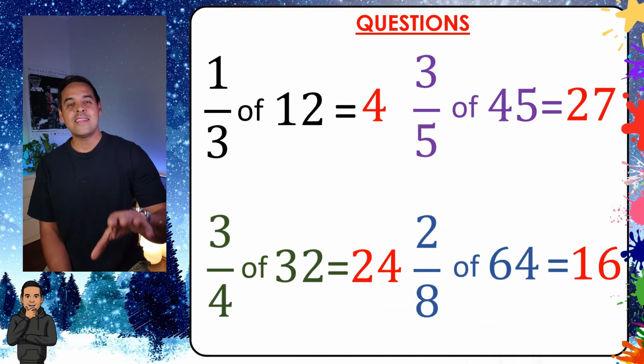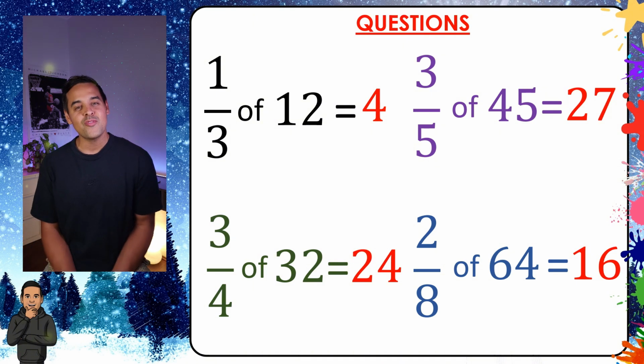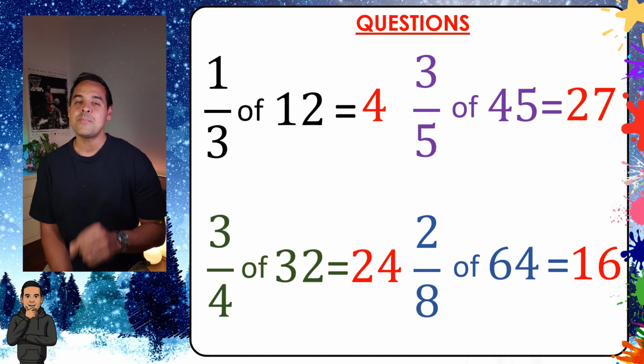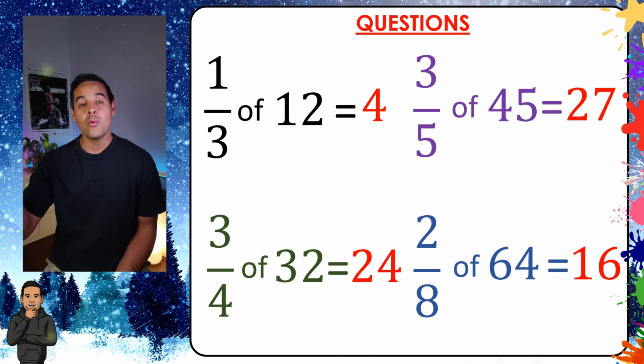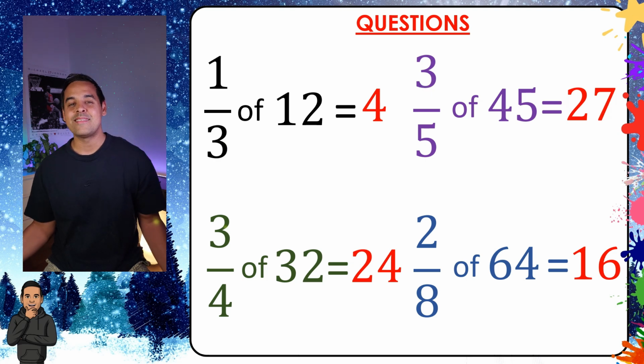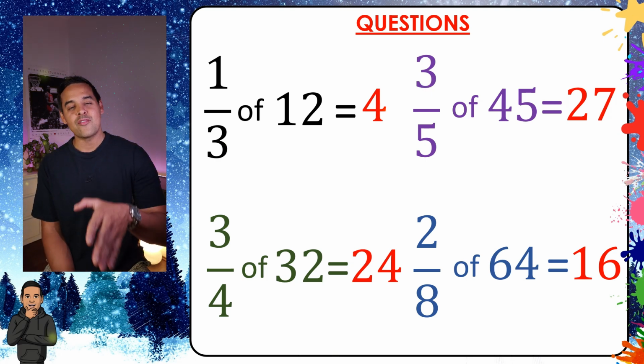So, here are the answers to your questions. Now, I know that if you followed those simple steps by dividing your whole number by the denominator and multiplying that number by the numerator, it is as simple as that, and you would have achieved 4 out of 4 correct answers.